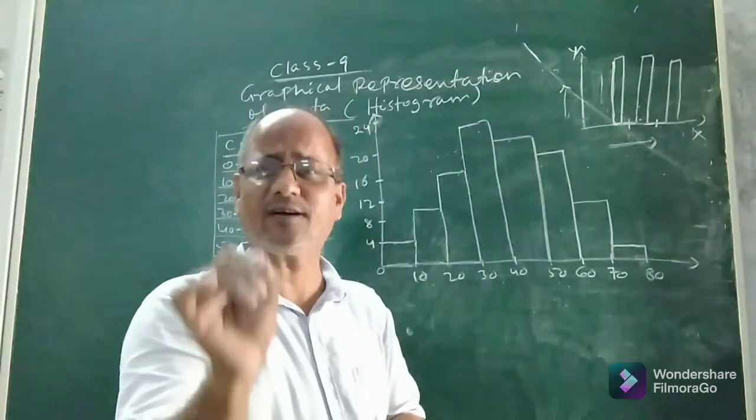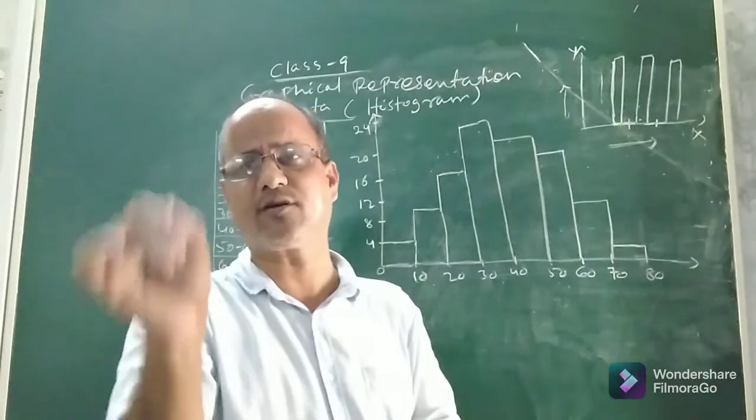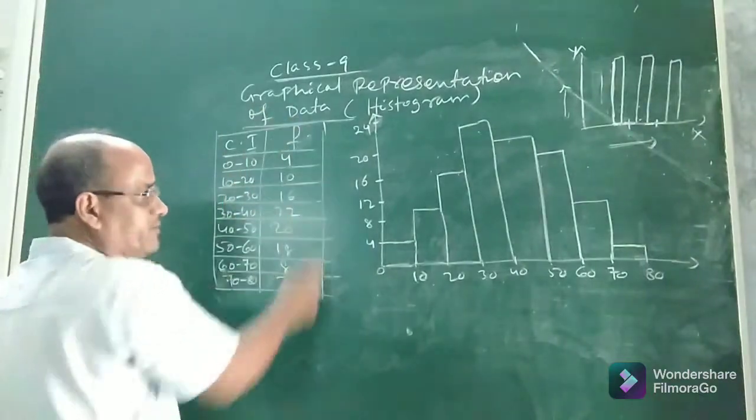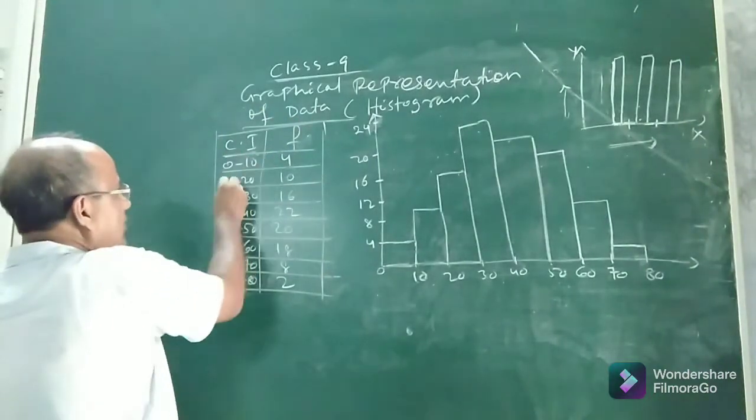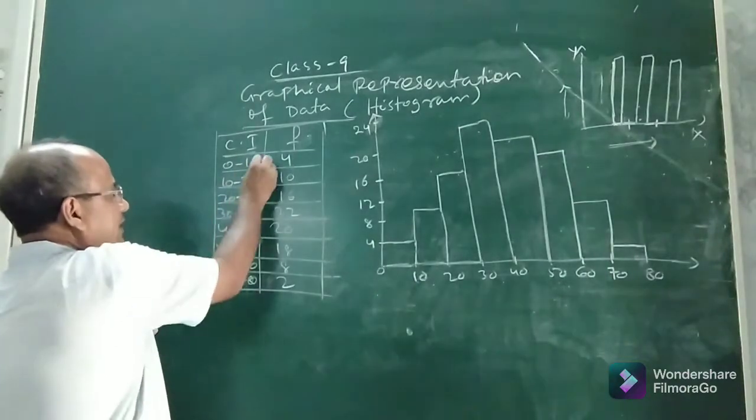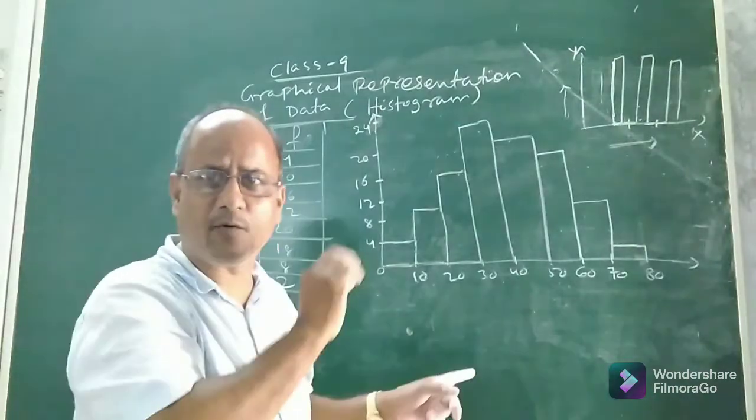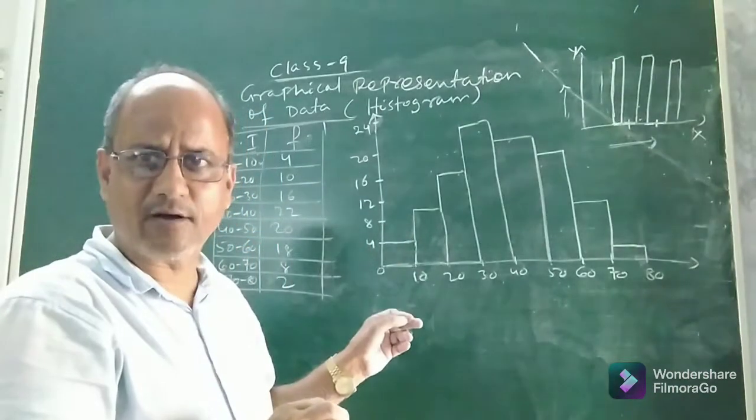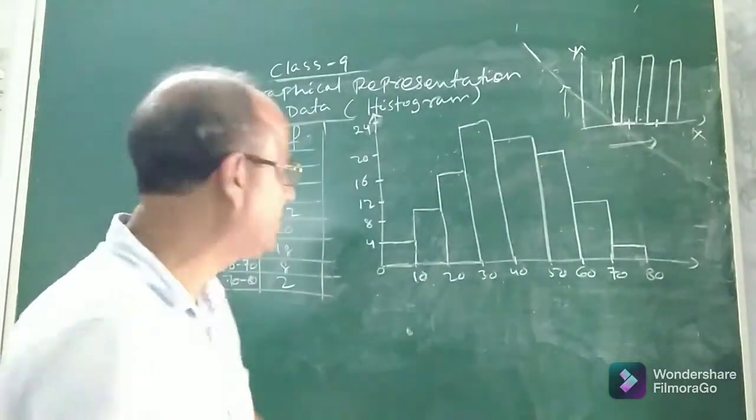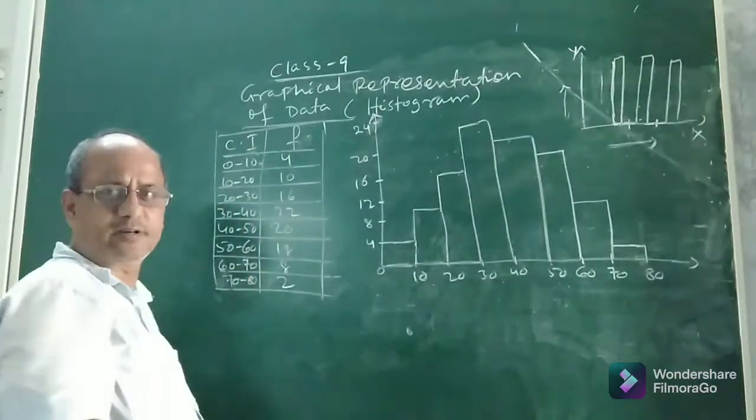And in order to construct a histogram of a given information, the frequency distribution must be continuous. You see, here I have taken one continuous frequency distribution. See, the upper limit and lower limit of each class: 10, 10, 20, 20, 30, 30. The upper limit of one class coincides with the lower limit of the next or the succeeding class. So no doubt the classes are continuous, and this is a continuous group frequency distribution.